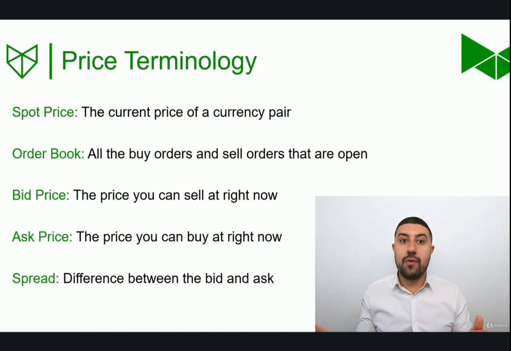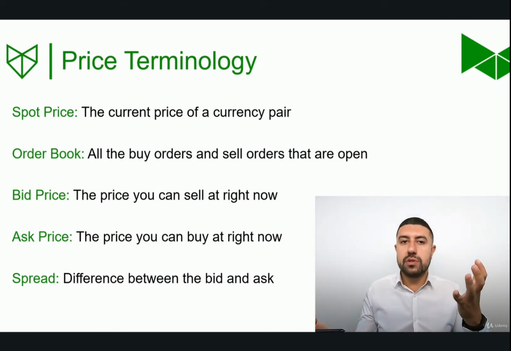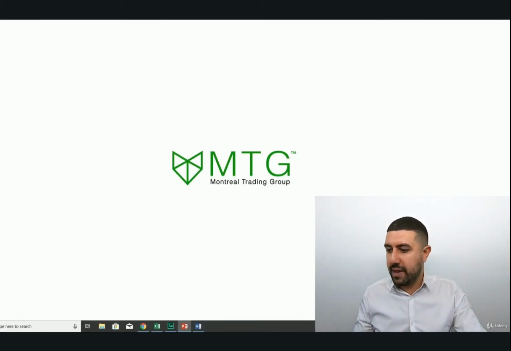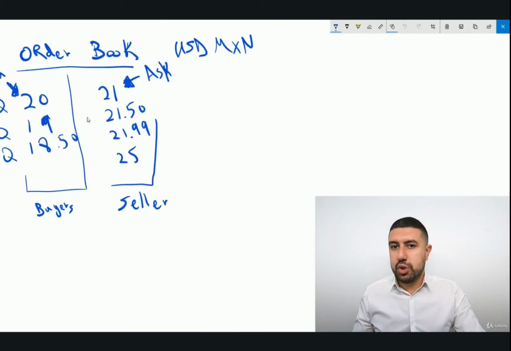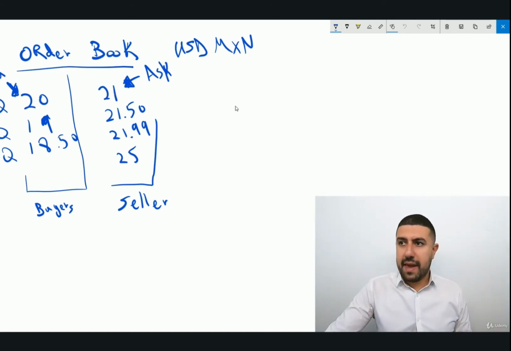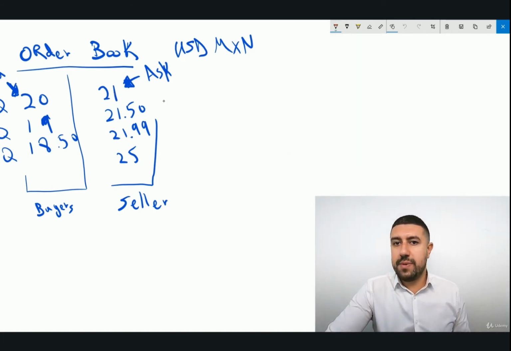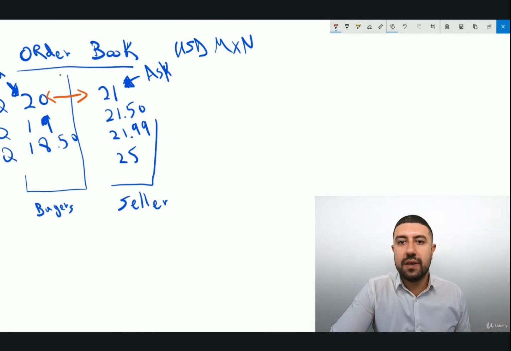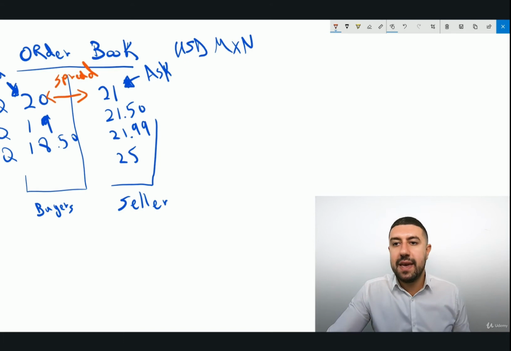Now, the other way, if you want to buy right now, where can you buy? You're not going to put your order here and say, I want to buy here, because then you're just going to have to wait until somebody sells to you. So if you want to buy right now, you're going to have to buy at the ask, okay? And the difference between the bid and ask, we call this the spread. The spread is going to be the difference between the bid and the ask. And the spread is kind of like your commission, the cost, okay?